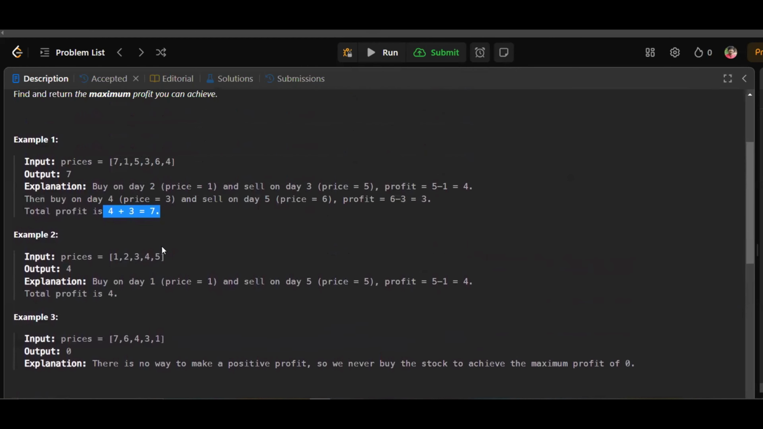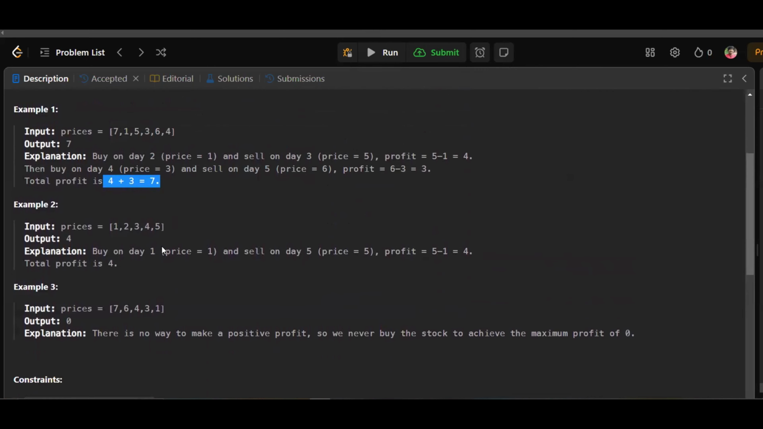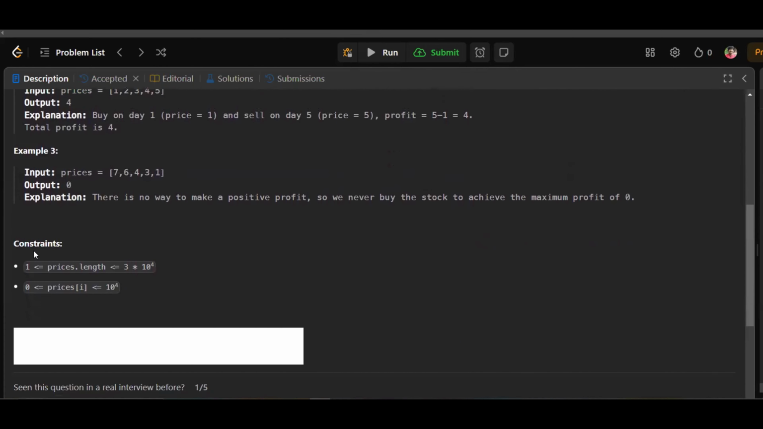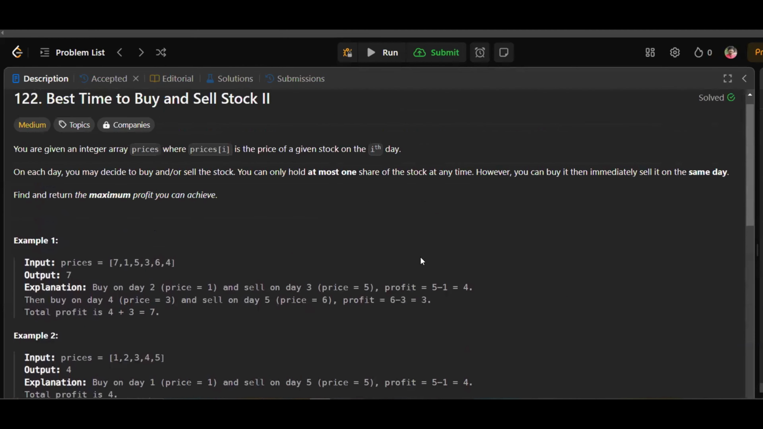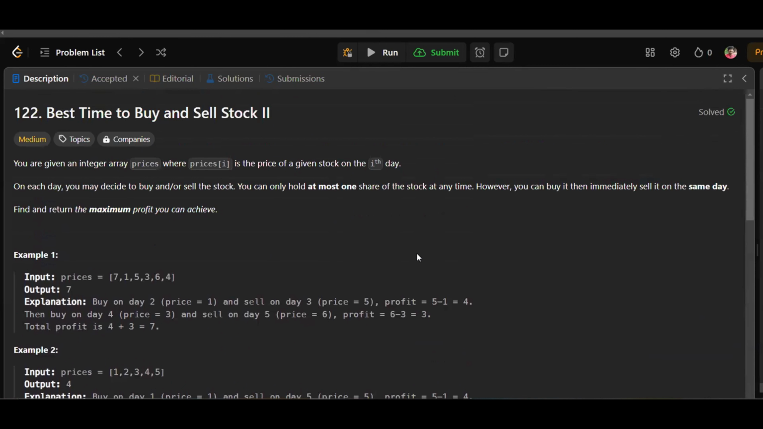I hope you understood the problem statement and the example. Now the constraints are: the array length can be between 1 to 10 to the power 4, and each of the array elements can be between 0 to 10 to the power 4. I hope you understood the problem statement. Now let's move on to the algorithm.